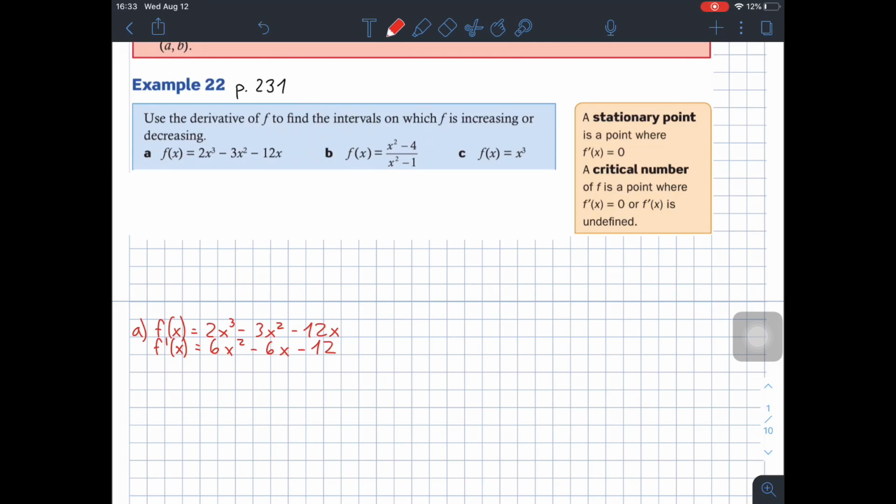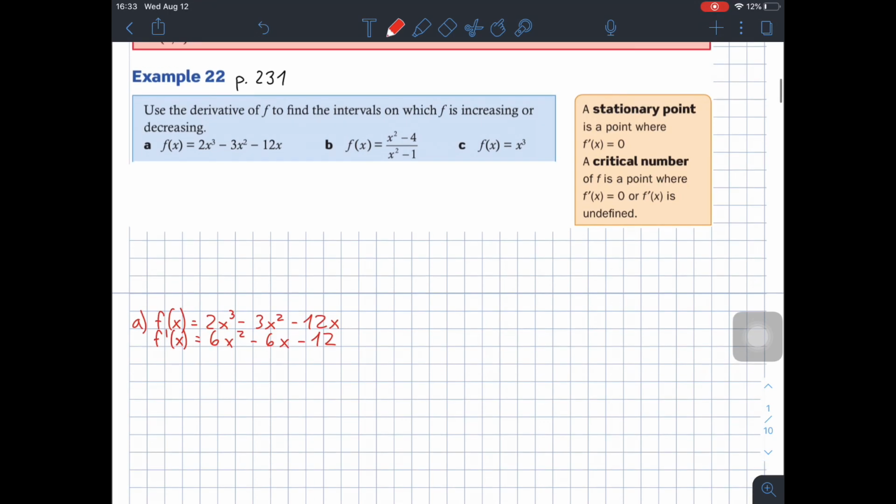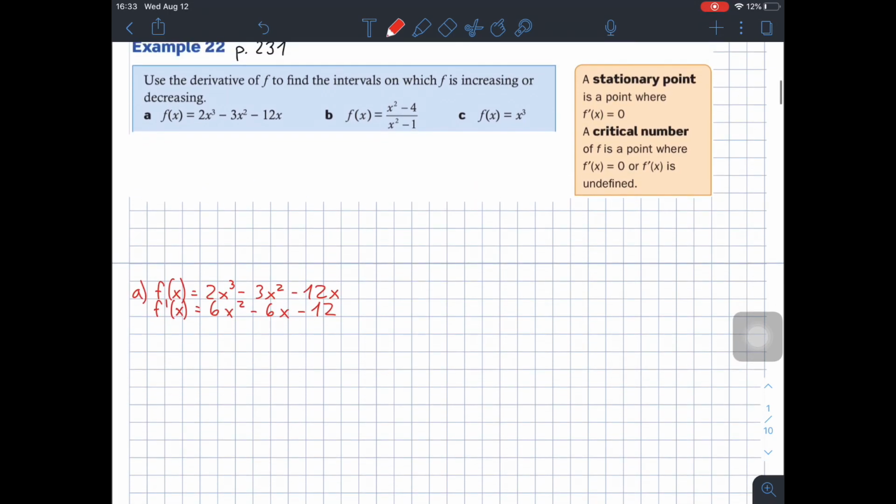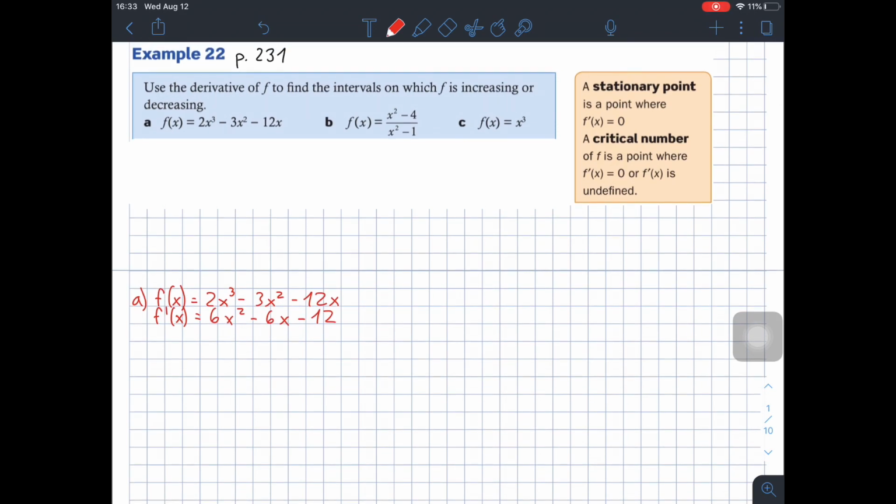Obviously, if you have your calculators with you and you are allowed to use your calculator, all of this process becomes much simpler, right? Because you can just graph this function and see when the function is increasing or decreasing. But if it's a paper one where you are not allowed to use your calculators, you should apply this concept in order to determine when the function is increasing or decreasing.